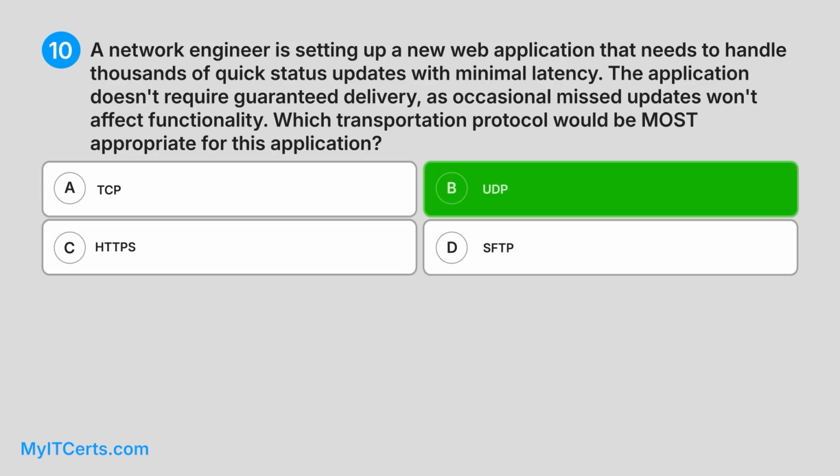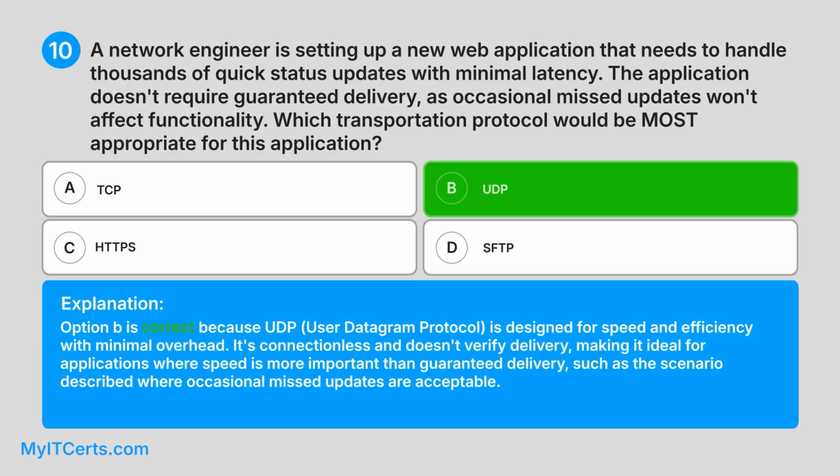Correct answer, B. UDP. Explanation. Option B is correct because UDP, User Datagram Protocol, is designed for speed and efficiency with minimal overhead. It's connectionless and doesn't verify delivery, making it ideal for applications where speed is more important than guaranteed delivery, such as the scenario described where occasional missed updates are acceptable.